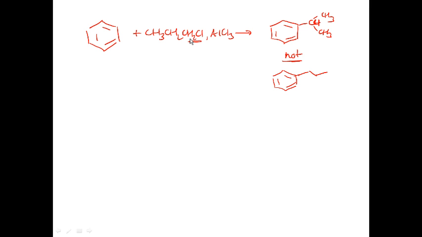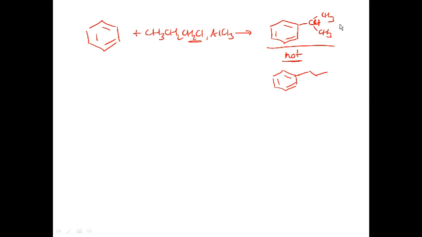We can't react primary alkyl halides with aluminum trichloride and benzene to form straight-chained alkyl benzenes. We're always going to get a rearrangement reaction to occur when we try to add straight-chained alkyl halides to benzene, and we're always going to form the secondary alkyl groups. And we'll talk about a way to overcome that in a couple of minutes.